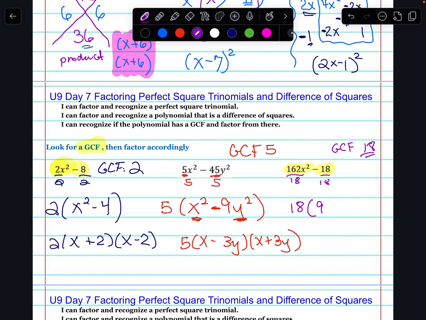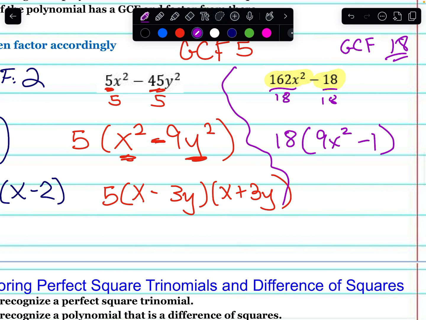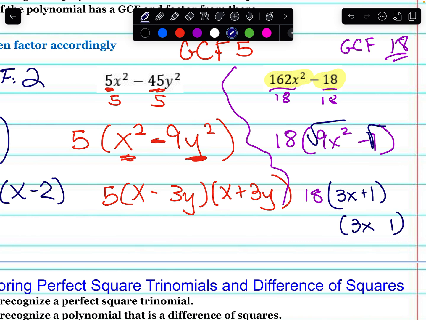So I'm left with 9x squared minus 1. And a lot of kids forget that 1 is a perfect square. So your factors here: 18 goes in front. The square root of 9x squared is 3x, and the square root of 1 is 1. So 1 will be a plus and 1 will be a minus, so that they cancel each other out.